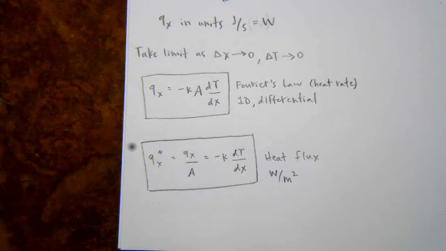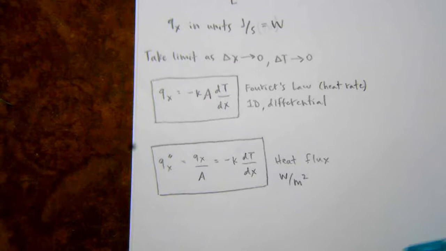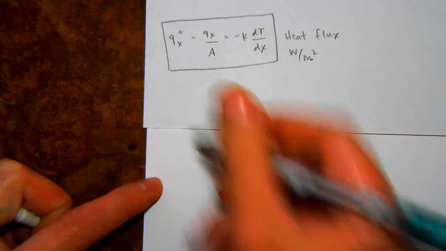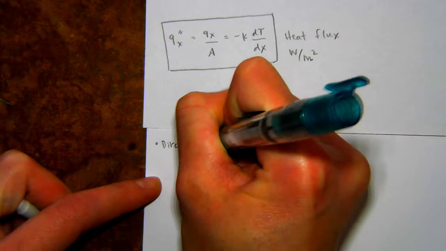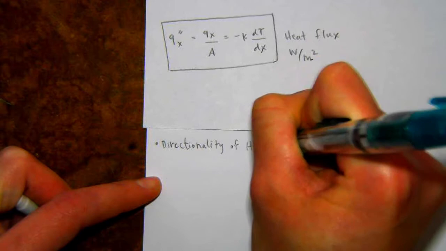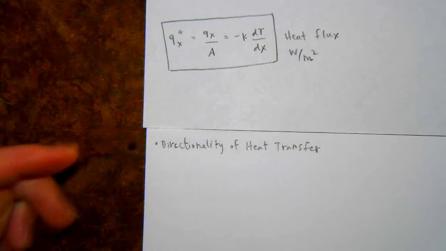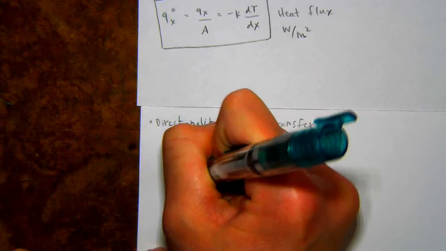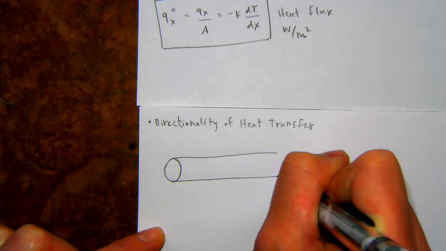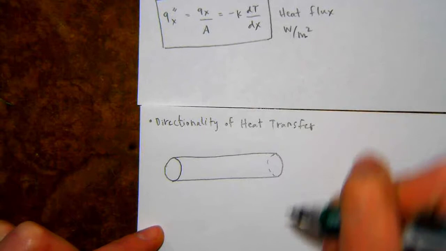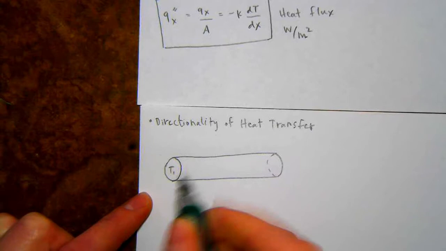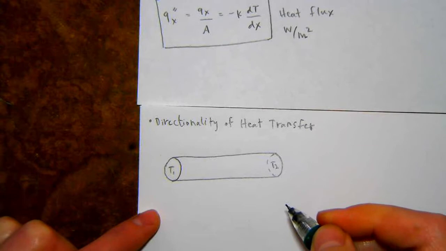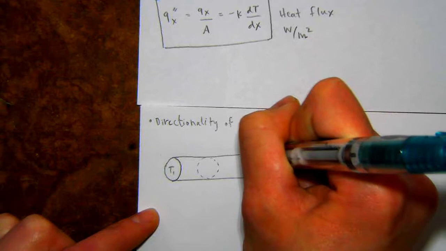Okay. So we'll talk about directionality of heat transfer now for a little while. Okay, I'm going to bring our one-dimensional example back up. So here we said we had T1 that was constant across this entire surface, and then T2 that was constant across this entire surface. So we'll have some kind of intermediate sections.